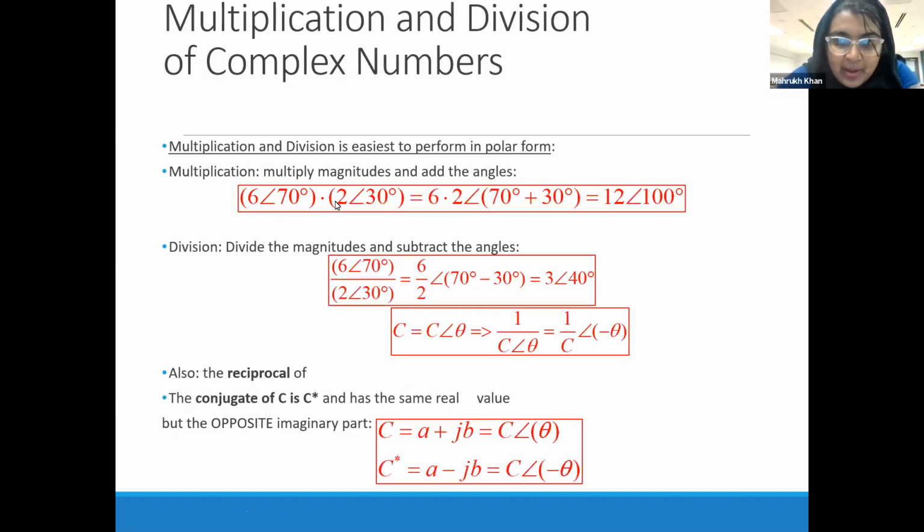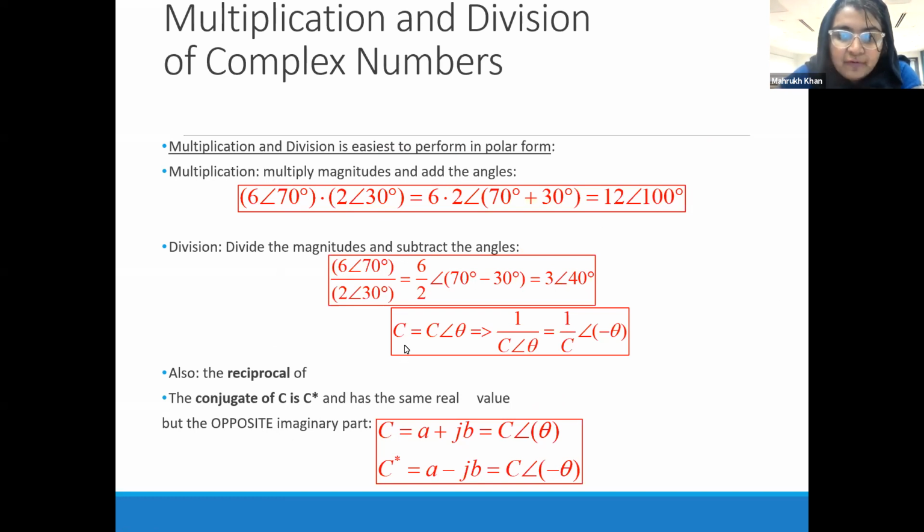You can just multiply magnitudes and add the angles. Like you are multiplying 6 into 2, that is 12, and 70 plus 30, that is 100. Similarly, when you do division, you will do 6 divided by 2, that is 3, and then angle minus angle, that is 40. So in that case, that is easy.